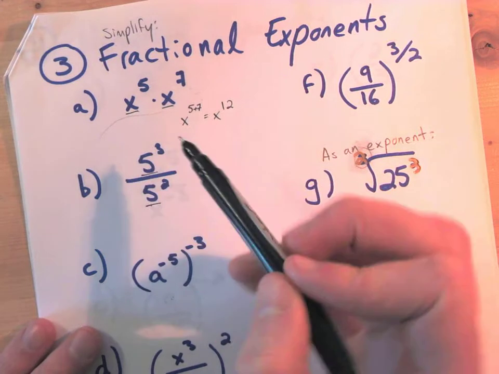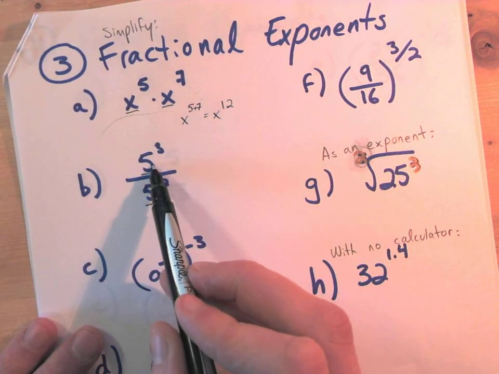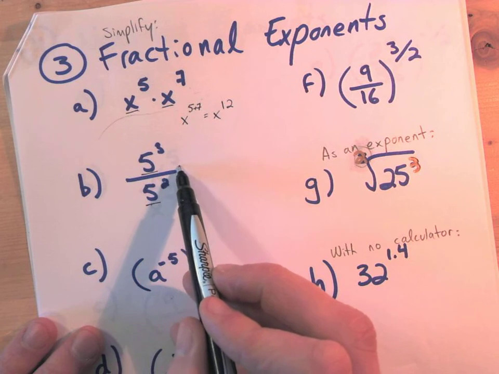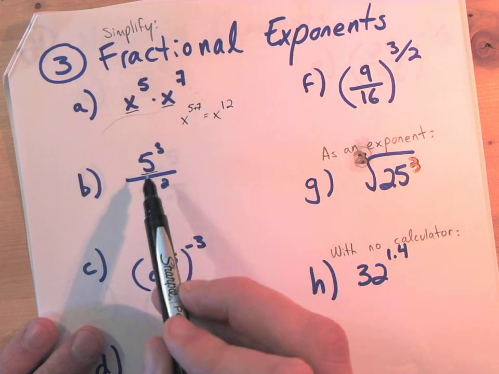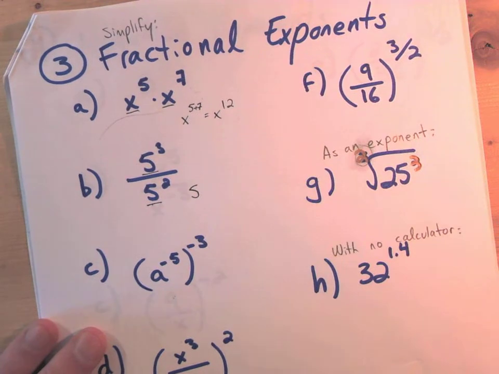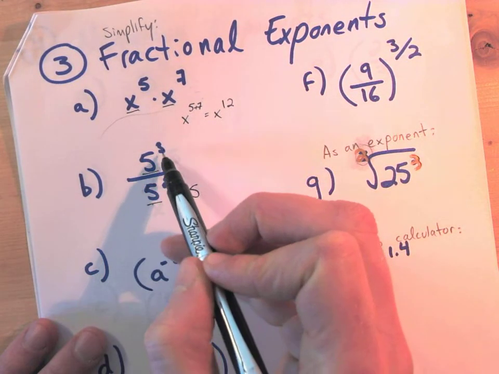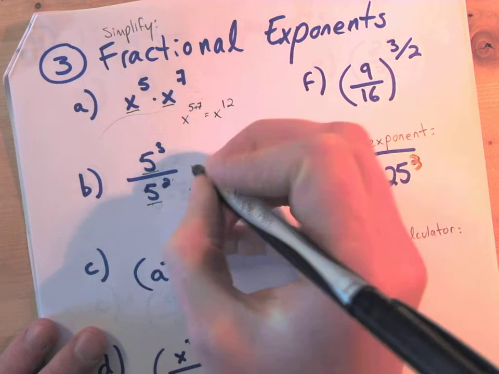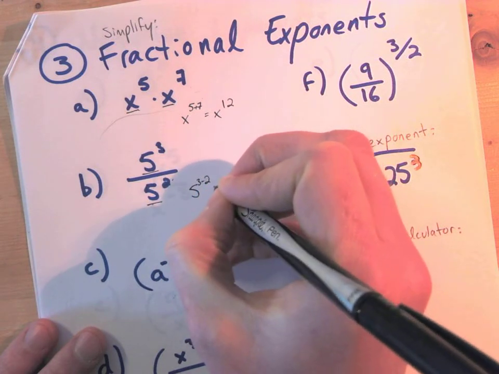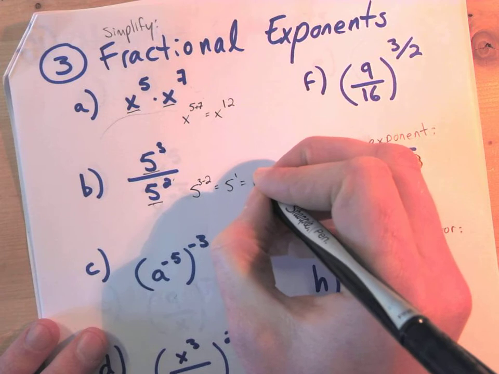Alright, this next one, we have the same base, we always have to check that. The bases are not being multiplied like in the last question, they're being divided. That's what that big symbol is, divided. So it's 5 cubed divided by 5 squared. So what we do here is we'll keep the same base and we'll just subtract the two exponents. So 3 minus 2. And that'll give us 5 to the power 1, which is just 5.